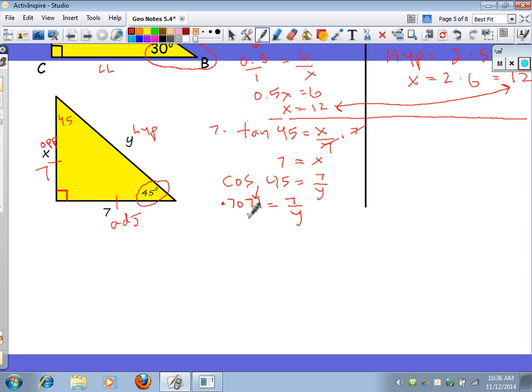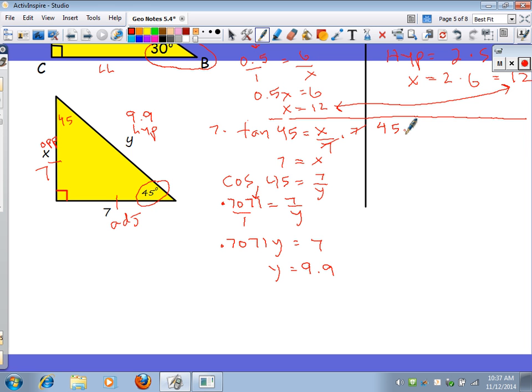Now I can cross multiply if I want to. So I get 0.7071y equals 7 times 1, which is 7. If you divide on both sides, you're going to get 9.9 as your hypotenuse. This piece up here is 9.9.